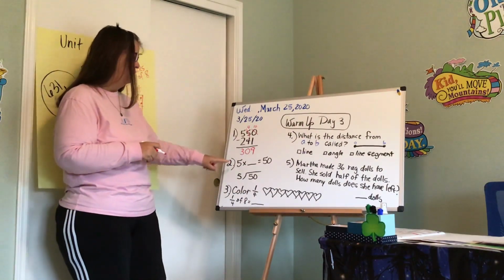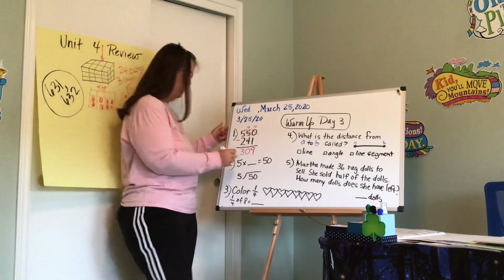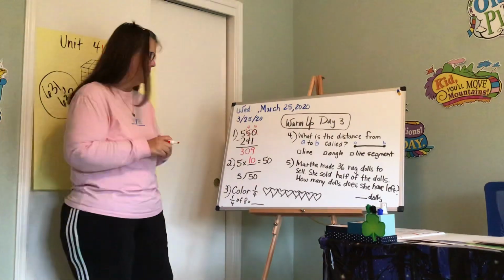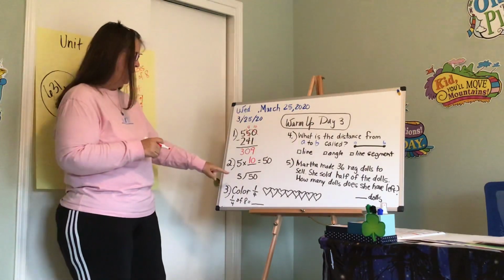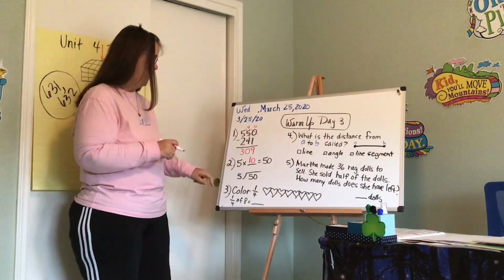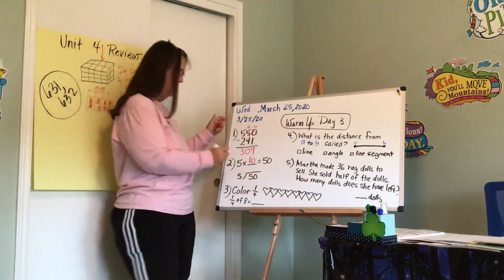Number 2, 5 times what is 50? If you wrote 5 times 10 is 50, you are correct. Then we have a fact family. If I know that 5 times 10 is 50, when I divide, how many 5s are in 50? It's the same, 10.